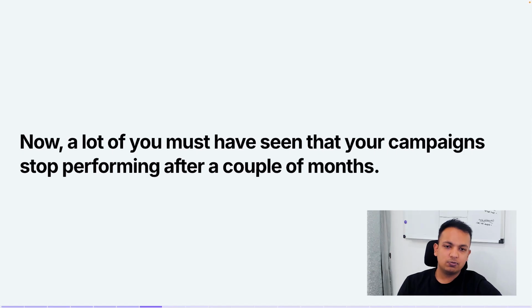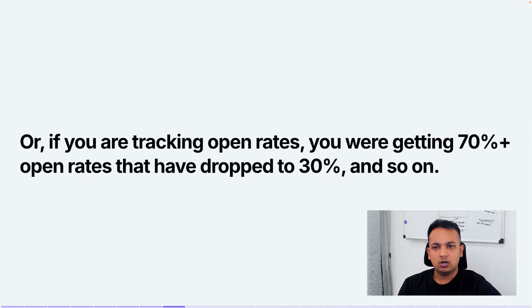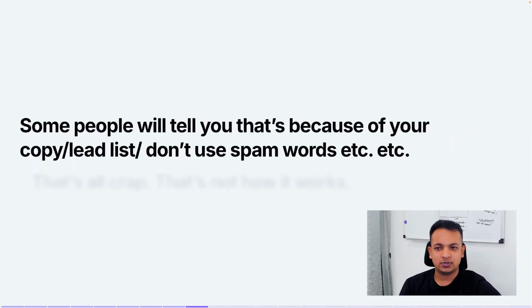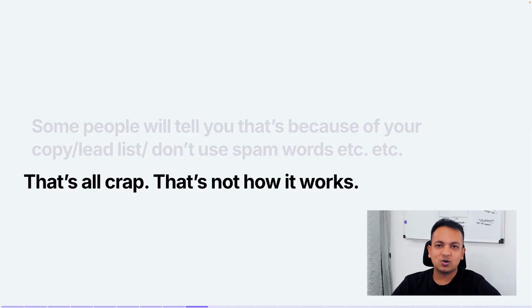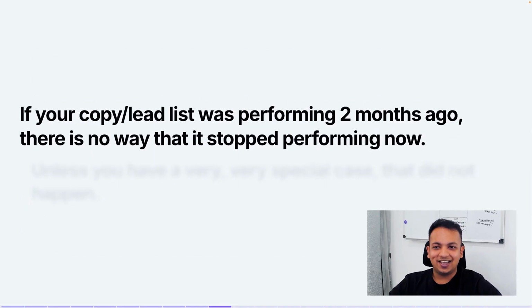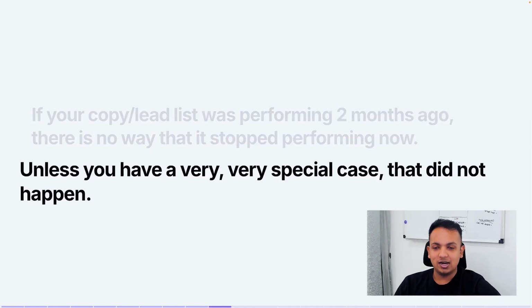Now, a lot of you must have seen that your campaign stopped performing after a couple of months. Or if you're tracking open rates, you were getting 70% plus open rates that have dropped to 30% and so on. Some people will tell you that's because of your copy or lead list. They'll tell you don't use spam words, etc. That's all crap. That's not how this stuff works. If your copy and lead list were performing 2 months ago, there is absolutely no way that they stopped performing now, unless you have a very, very special case that did not happen.